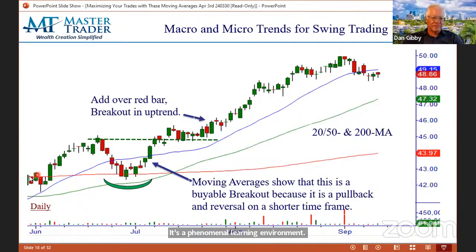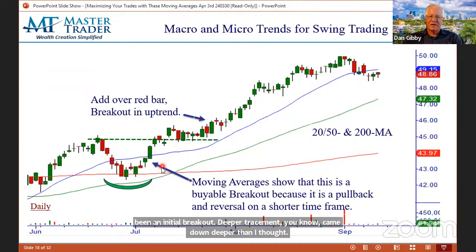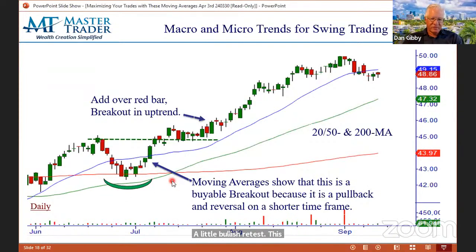Same but different. Flat to slightly rising 200. That was not a death cross, but a cross of the 20 and the 50, which are meaningless to me. But I now have a closing breakout, so that would have been an initial breakout. Deeper retracement, it came down deeper than I thought. A little bullish retest. This was an ETF, I forget which, but this is where we gave it to our subscribers. We missed the original one, and we gave it right over the high where this arrow is.